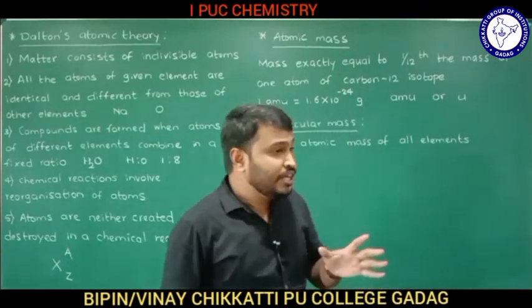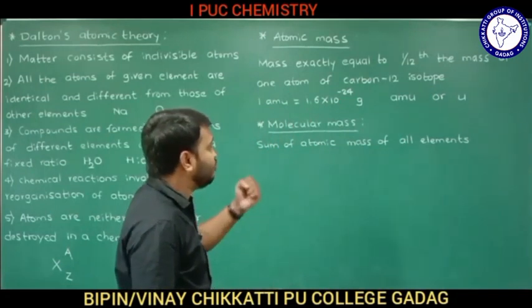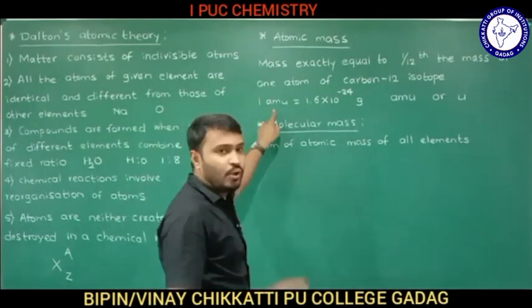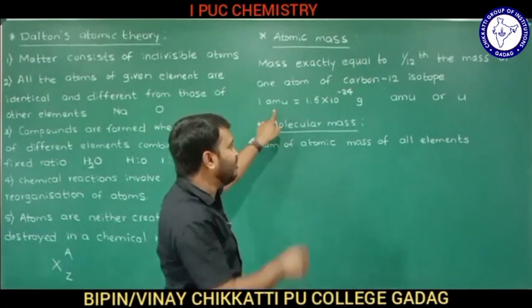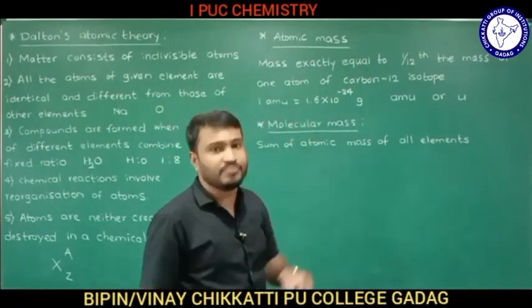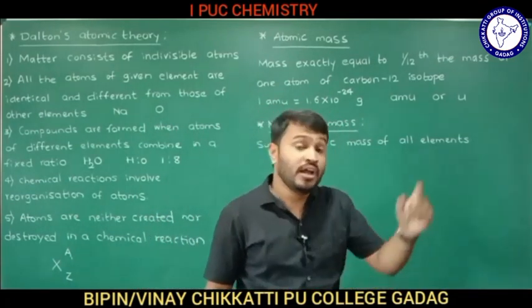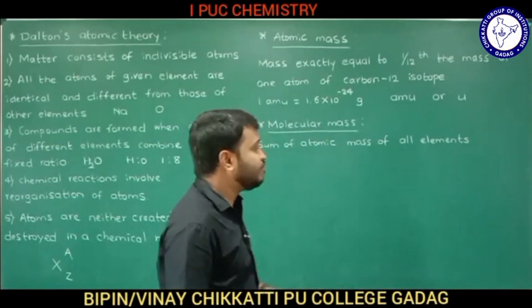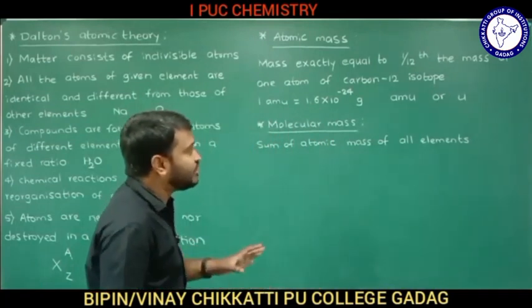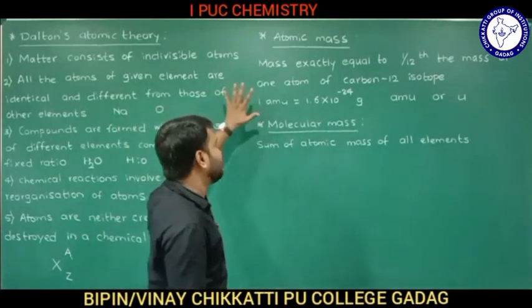Now, using mass spectroscopy, if you calculate the value, remember 1 AMU, atomic mass unit, the value will be 1.6 into 10 raised to minus 24 grams. That is actually the value of one atomic mass unit in terms of grams. I told you it can be represented by u also, and u stands for unified mass here. That is the concept called atomic mass.